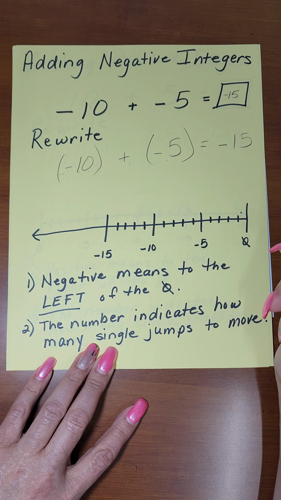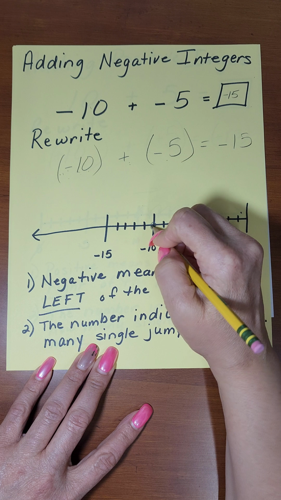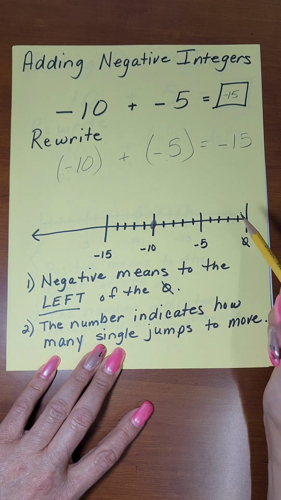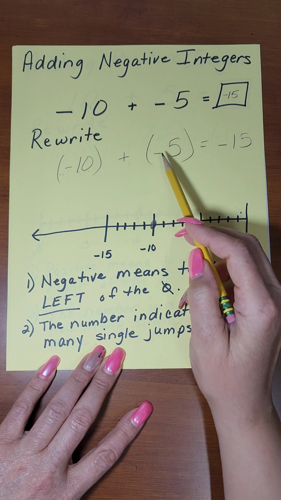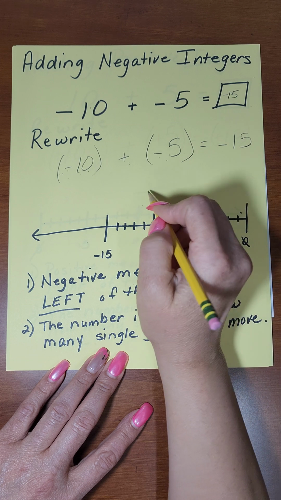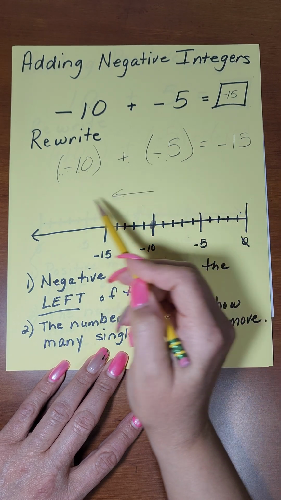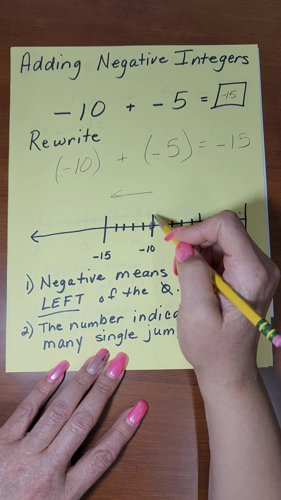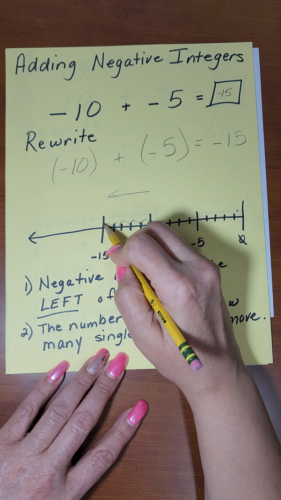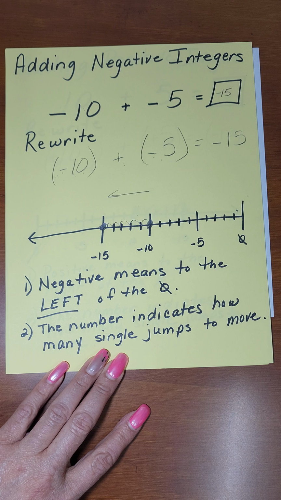However, for the visual aid, what I want you to see is that if you start at negative 10 and you add negative 5, the negative means that you're going to the left of the 0. Here's the 0, you're going left. So you're going to take 5 jumps to the left. 1, 2, 3, 4, 5. And you end up on negative 15.